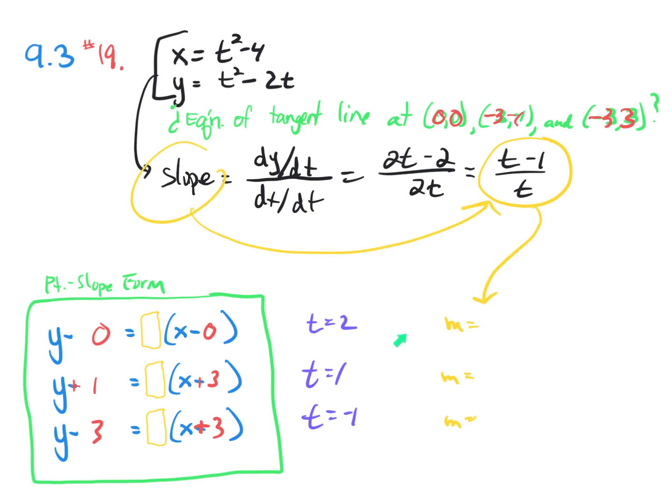When t is 2, the slope is (2 minus 1) over 2, or a half. When t is 1, what's the slope? 1 minus 1 is 0 over 1, or 0. And finally, when t is negative 1, we have negative 2 over negative 1, which is a positive 2. So we now have our equations.